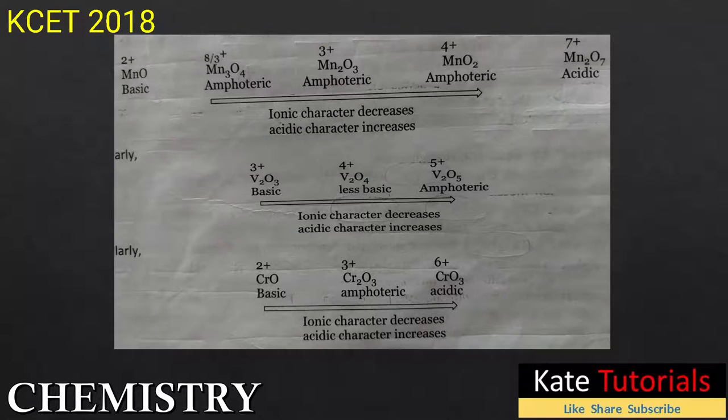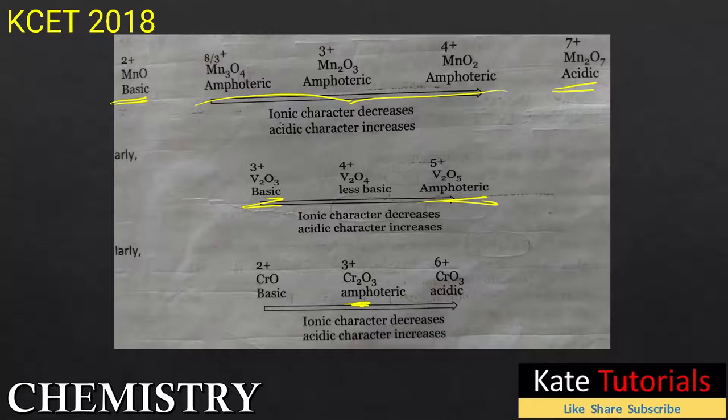So here are the metal oxides. I have told you MnO, manganese oxide, is basic in nature, whereas Mn2O7 is acidic in nature. In between, all these are amphoteric in nature. Similarly, V2O3 is basic in nature, V2O5 is amphoteric in nature, and this will be less basic. And here CrO is basic, Cr2O3 is amphoteric, whereas CrO3 is acidic.